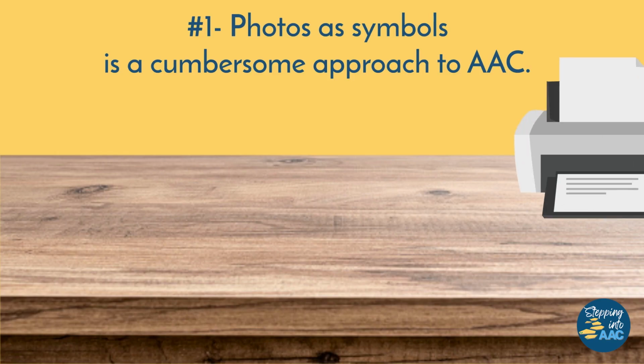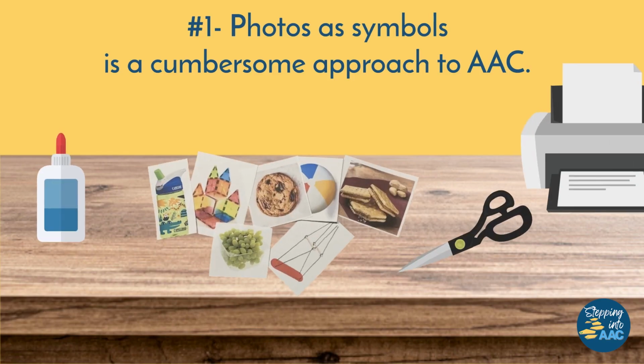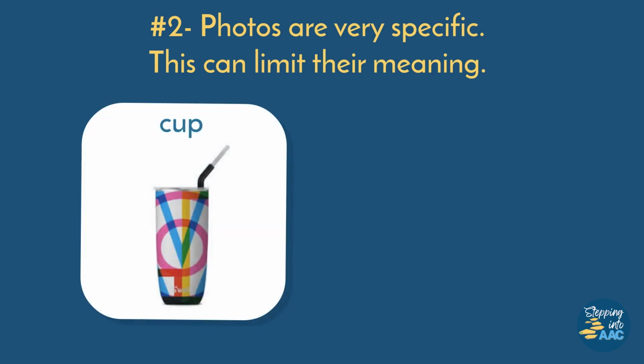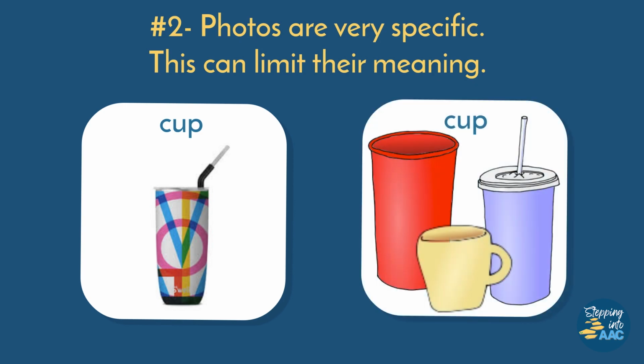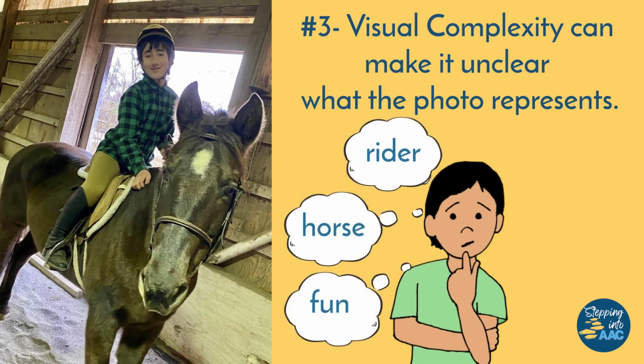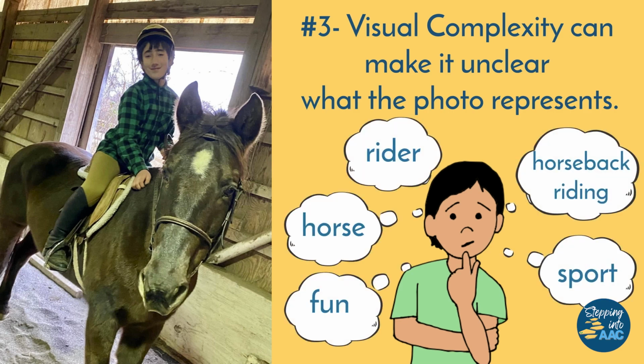First, collecting and managing photos is a cumbersome approach to creating and customizing AAC. Second, photos are very specific and can therefore impose limitations on meaning. For instance, some learners may interpret a picture of a cup as their cup instead of cups in general. Third, visual complexity may make it difficult for some learners to process all of the information in the photo. Complexity can make it unclear what the photo is supposed to represent.